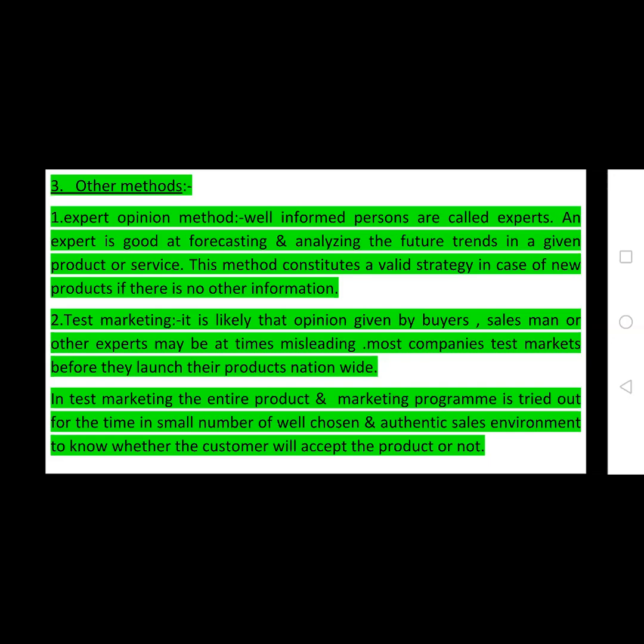So such type of testing about a particular market, if you take particular territorial areas, or particular age groups, or a particular group of customers, is to estimate the future demand for a product. And depending upon this authentic sales environment, the company knows whether the customer will accept the product or not.